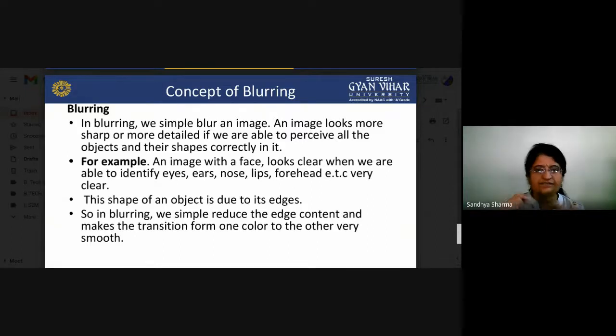So you have to find out the edges of an image. In blurring, we simply reduce the edge content and make the transition from one color to the other very smooth.